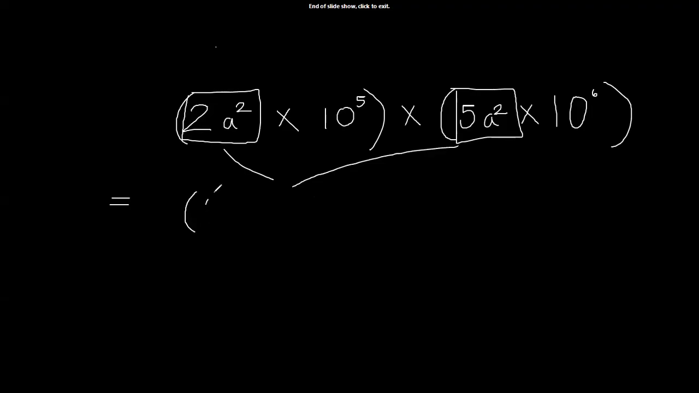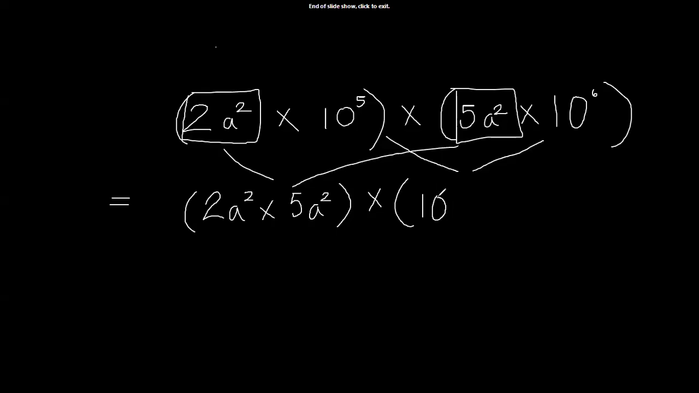Mr. Petit, I put my answer in the chat. You could check it, please. 5a squared. Close bracket. Multiplied by, bracket, 10 to the 5th and 10 to the 6th. So 10 to the 5th multiplied by what? 10 to the 6th. Close bracket.